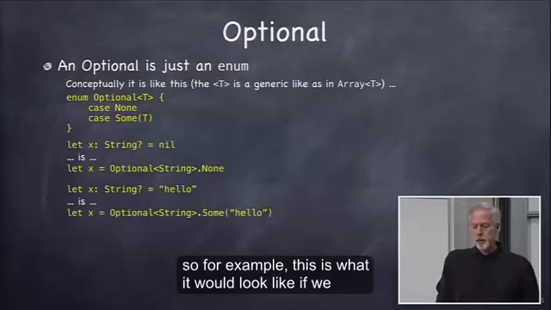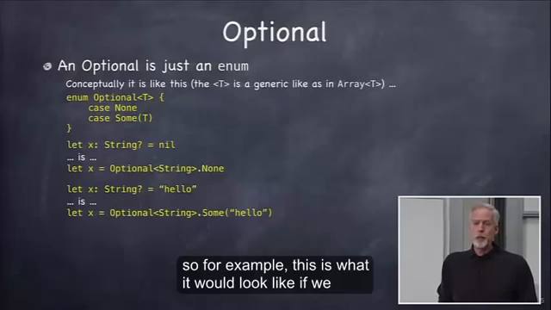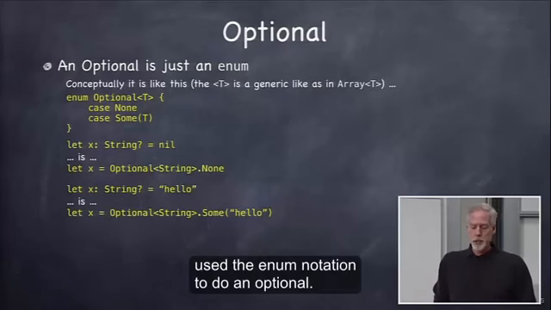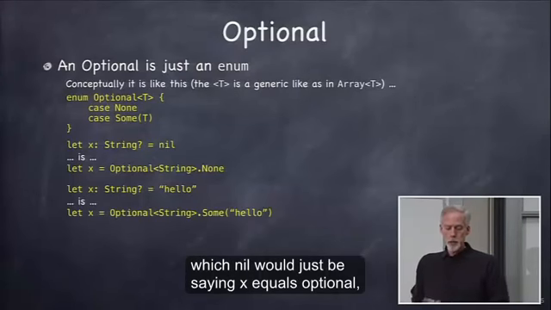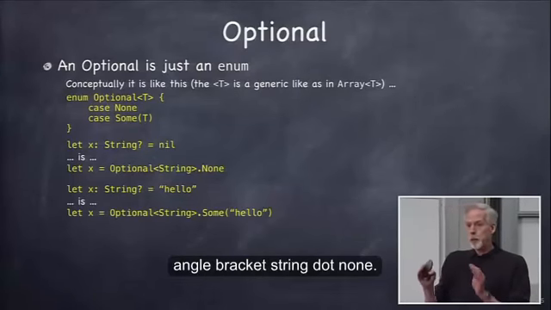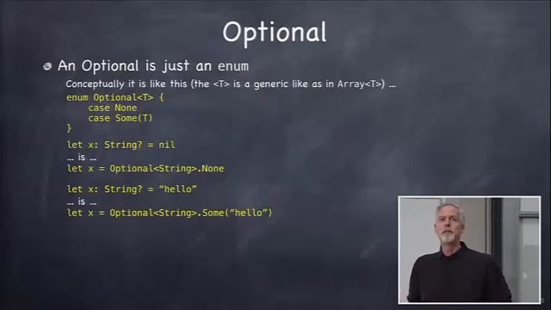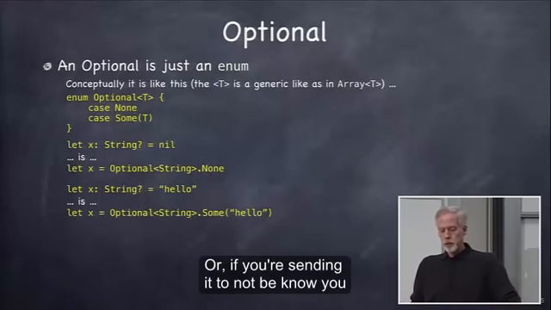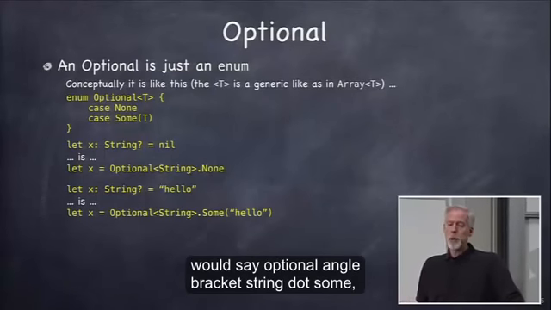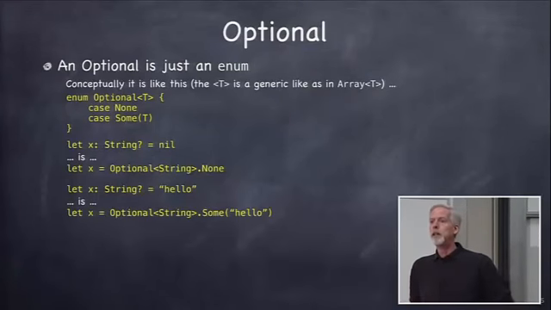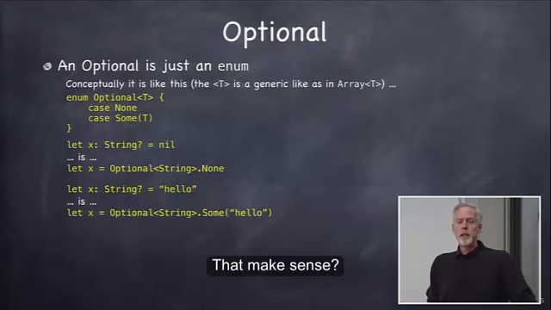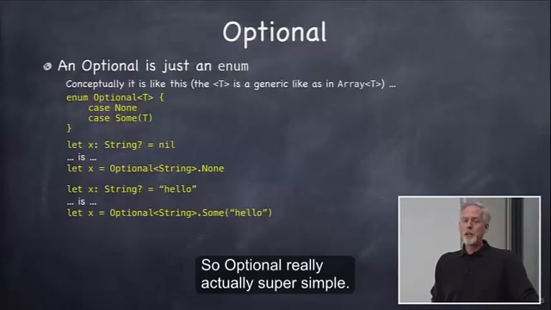And so, for example, this is what it would look like if we used the enum notation to do an optional. Saying x, which is an optional string, equals nil, would just be saying x equals Optional<String>.None. Or if you're setting it to not be none, you would say Optional<String>.Some(hello), with the associated value being hello. Does that make sense? So optional is really actually super simple.